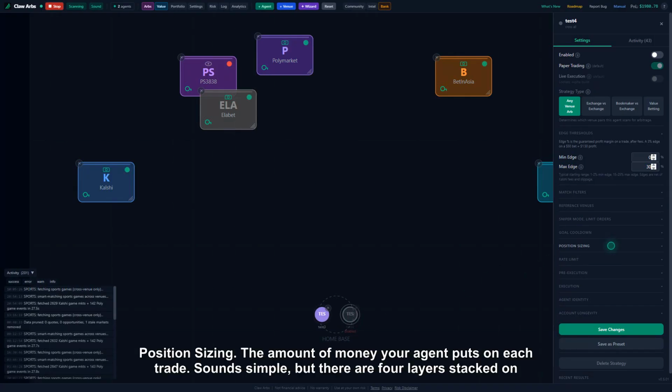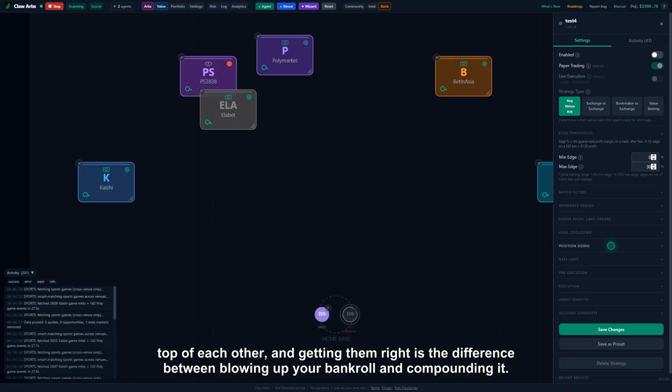Position sizing. The amount of money your agent puts on each trade. Sounds simple, but there are 4 layers stacked on top of each other, and getting them right is the difference between blowing up your bankroll and compounding it.